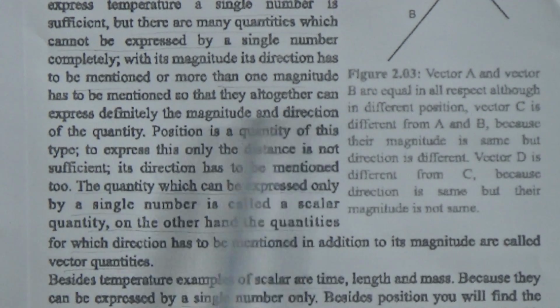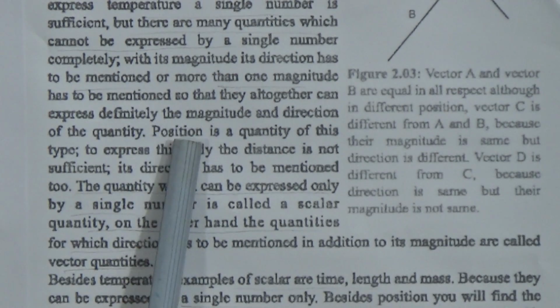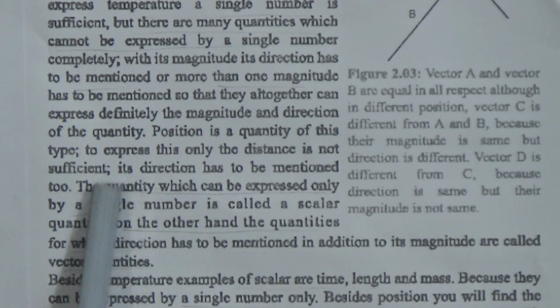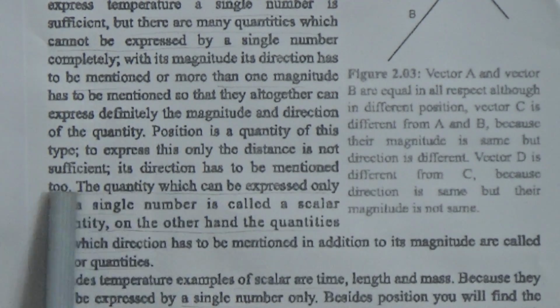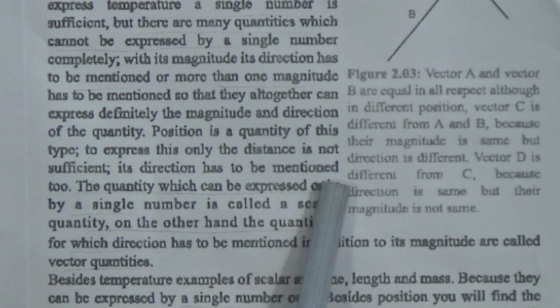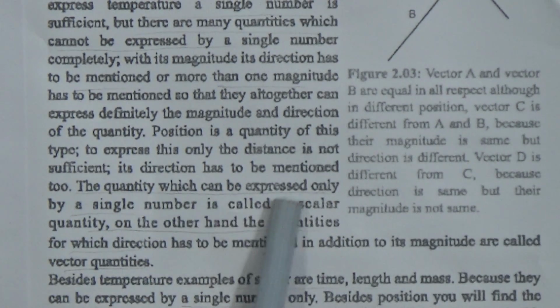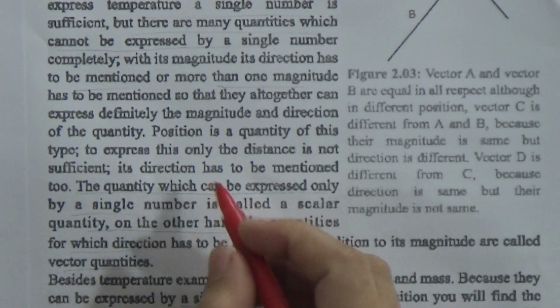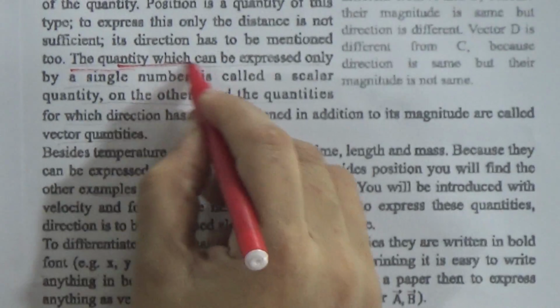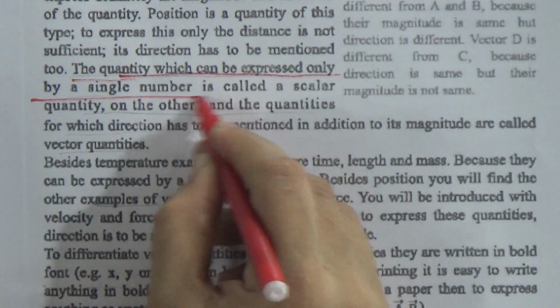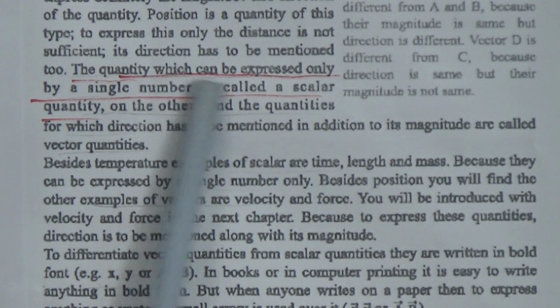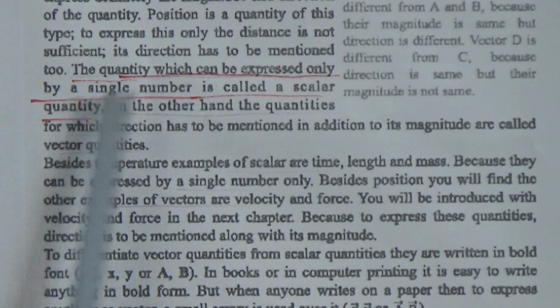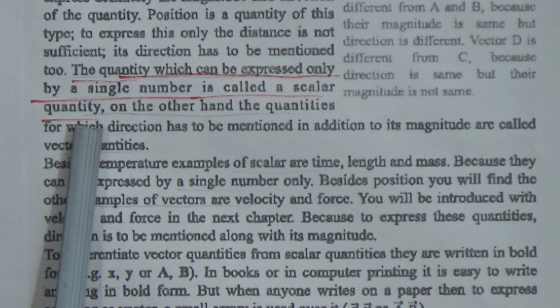And position is a quantity of this type, because to express position we have to know about distance and direction also. Okay, direction and magnitude. To express this, distance only is not sufficient, its direction has to be mentioned too. The quantity which can be expressed only by a single number is called scalar quantity. My dear students, this is the question answer, what are called scalar quantities, and you have to memorize this properly.